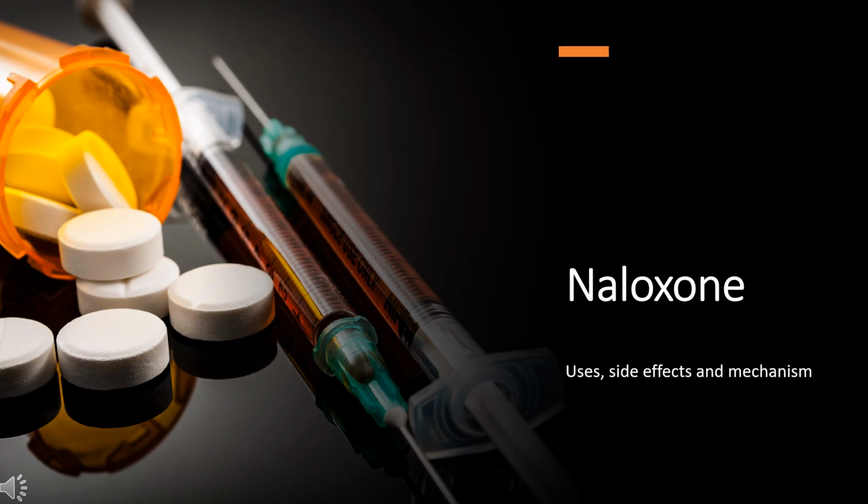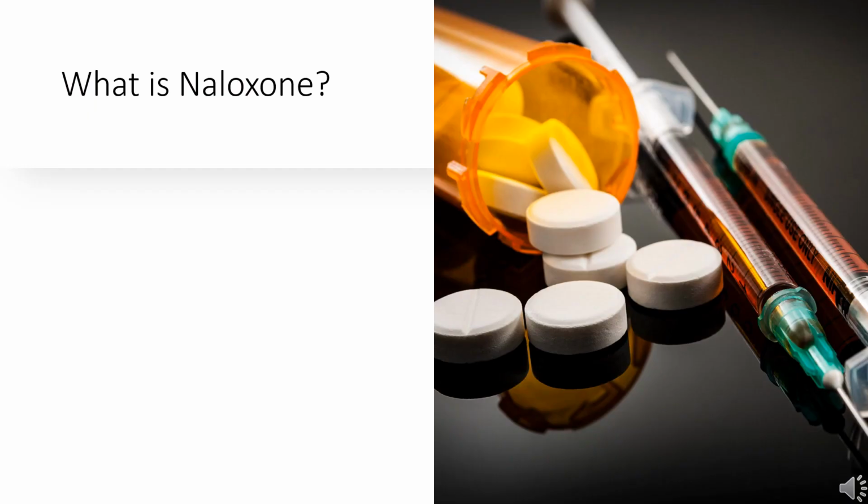Naloxone is an opioid receptor antagonist used to rapidly reverse an opioid overdose. Also included in some drug formulations as an abuse deterrent to prevent injection. In this video, let's find out: What is naloxone? What is naloxone used for? Contraindication. What are the side effects of taking naloxone? How does naloxone work? How to use naloxone?